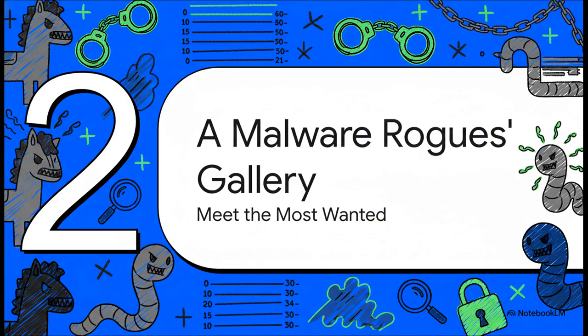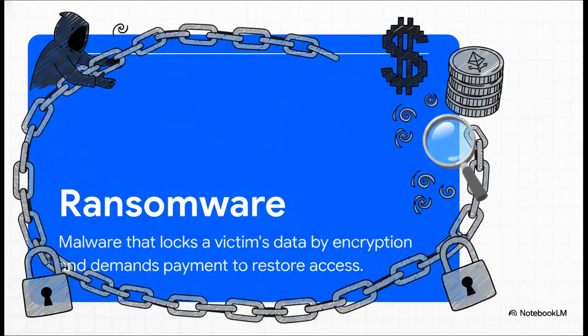All right, so now that we know what malware is and how it gets in, let's meet the most wanted. Think of this as the digital world's rogues gallery, a lineup of some of the most famous and dangerous types of malware out there. First up is the one you've probably seen in the news, ransomware. I call this one the digital kidnapper. It gets onto your system, grabs all of your important files, encrypts them so you can't open them, and then flashes a message demanding a ransom to get them back.